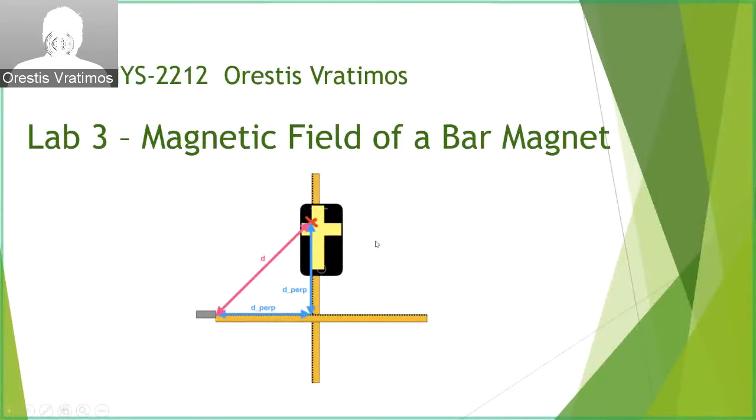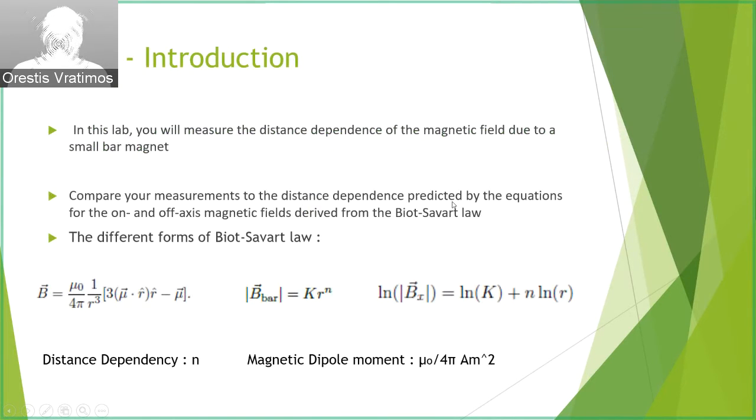Hello, my name is Orestes Ratimus, and I'm doing my lab presentation for the course Physics 2212, Magnetic Field of a Bar Magnet. In this lab, we will measure the distance dependence of the magnetic field due to a small bar magnet. We'll compare our measurements to the distance dependence predicted by the equations for the on and off axis magnetic fields derived from the Biot-Savart law.